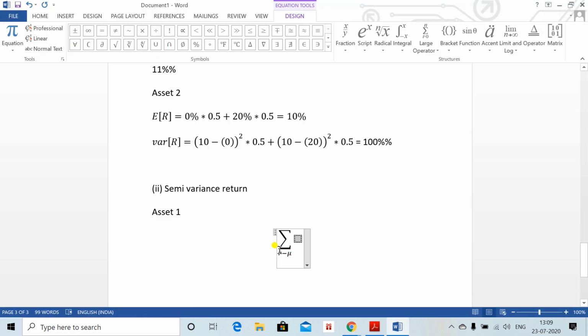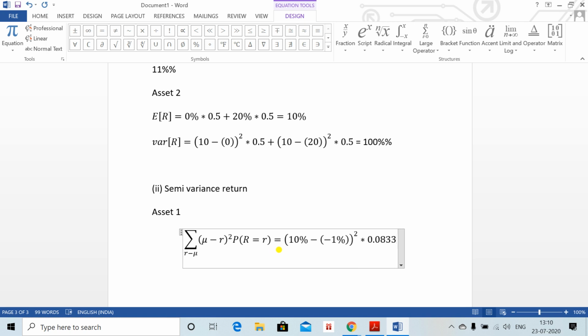Okay, then backslash mu minus r, to the power 2, times probability of r equals r. Probability r equals r is equal to 10% minus of -1%, whole to the power 2, into 0.0833, which is equal to around 10.0833%.